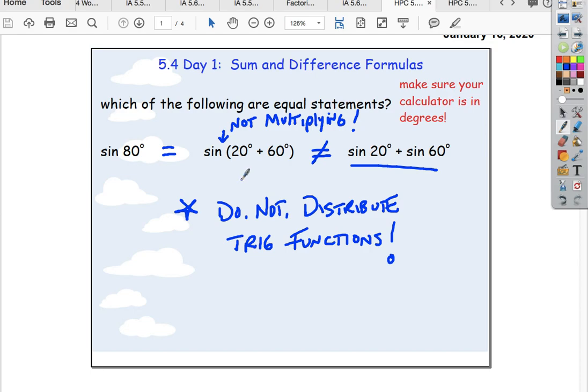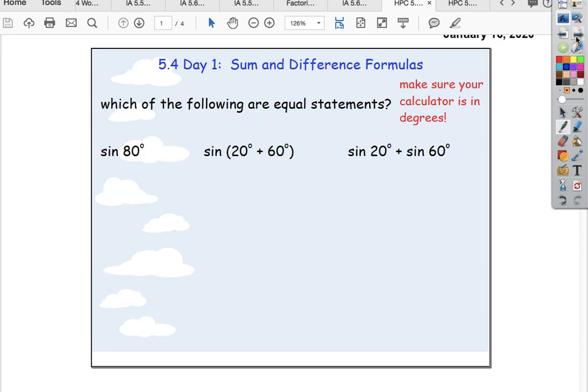So what we want to learn is how to find something like sine of 80 degrees that's not on the unit circle sheet and give an exact answer. Exact means no decimals, so that would imply we're not going to just type this in our calculator and get a decimal. We want exact answers. So what we're going to do is break it up, and we're going to hopefully break it up into angles that are on your unit circle sheet. Let me give you a better example.